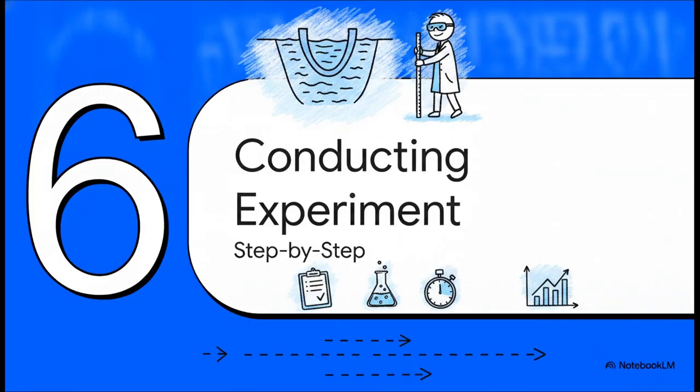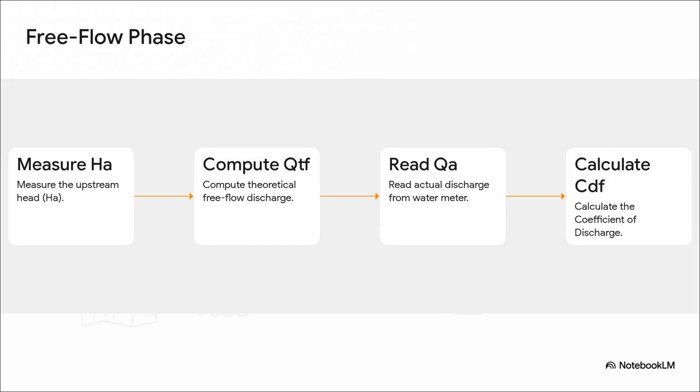And finally, Section 6, conducting the experiment, step by step. Let's get our hands dirty and break down the exact procedure you'll follow to run this experiment and collect your data. First up is the free flow phase. Step 1, you will carefully measure the upstream head HA. Step 2, you'll crunch the numbers using our formula to get your theoretical free flow discharge. Step 3, you literally just read the actual discharge QA straight from the water meter.